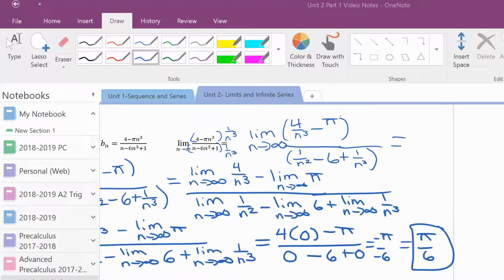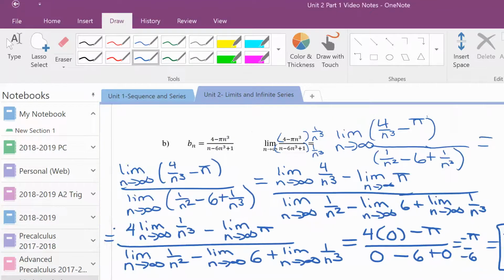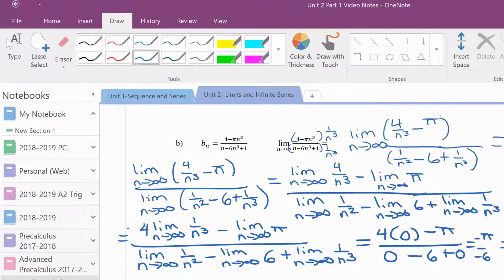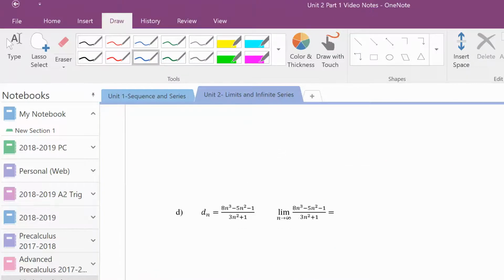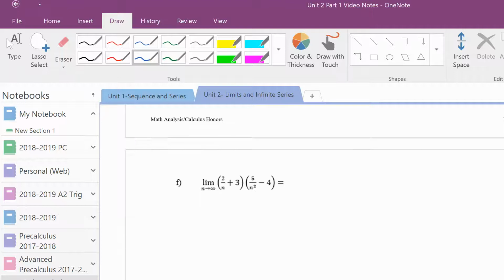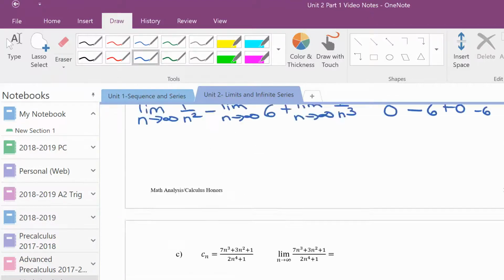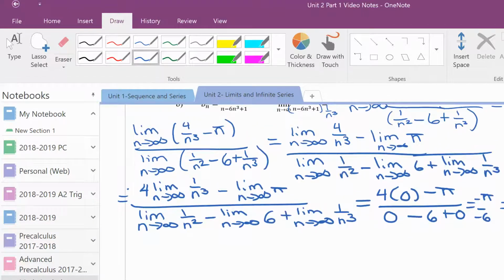So go ahead and look at the next page and try those. I will then post the answers so that you can look at them after you've done them, because it's basically the same process.